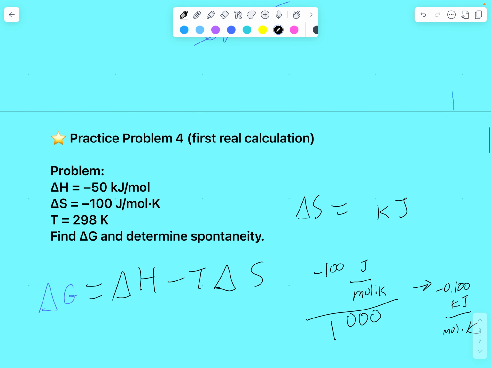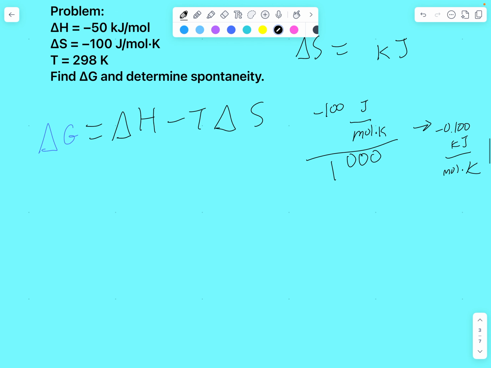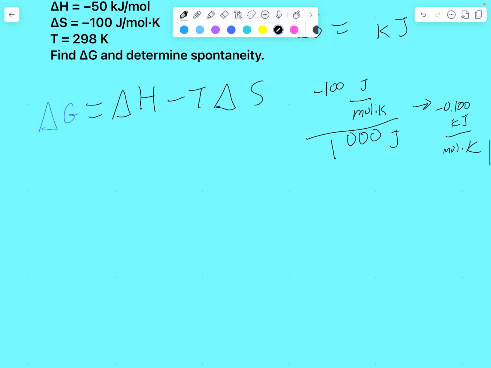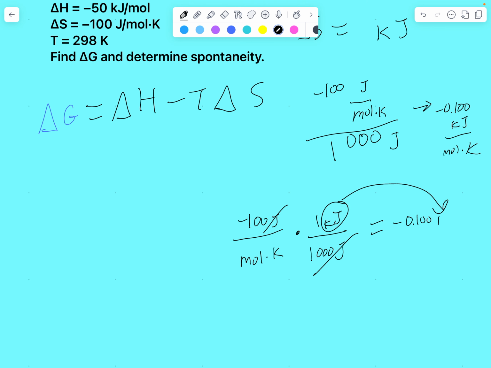And you may be saying, well, how did you know that? Well, I know it's 1,000 joules for every 1 kilojoule. So if you have negative 100 joules per mole K, you would put 1,000 joules in the denominator, 1 kilojoule at top. Check that out. Bam, I canceled my units. So then I just say, okay, that's negative 0.100 kilojoules per mole Kelvin. Depending on your teacher, you may be able to write it sloppy like that, but maybe they want to see your work. It just depends.